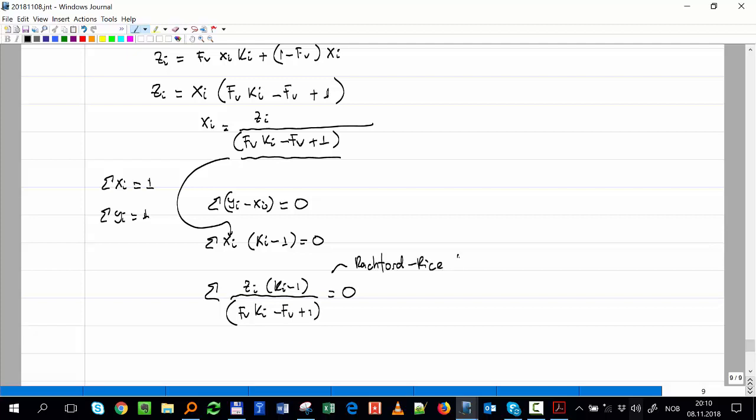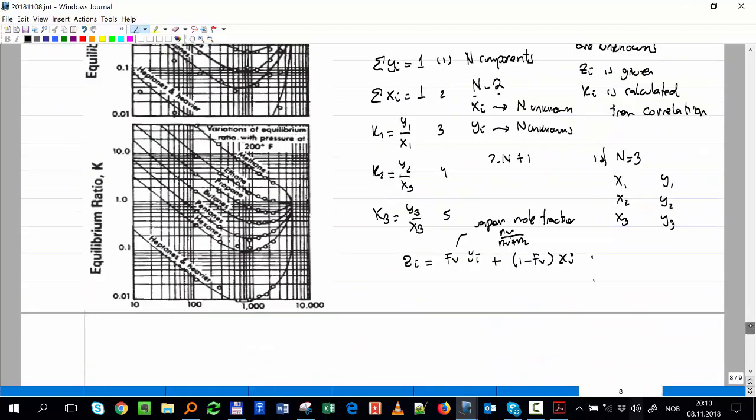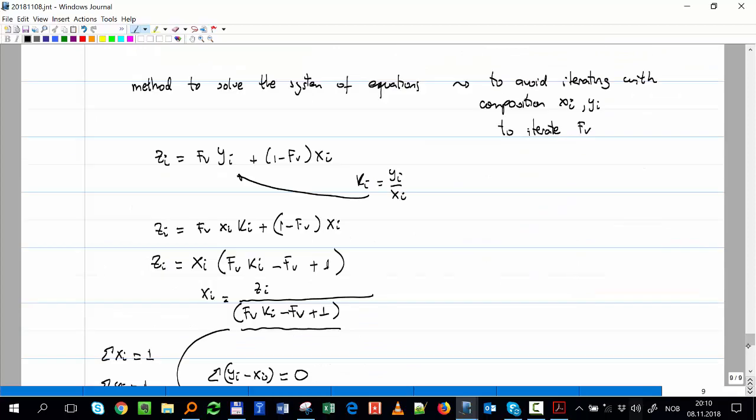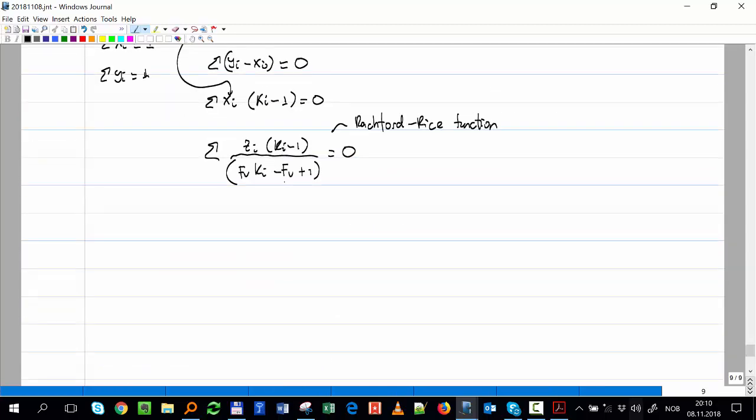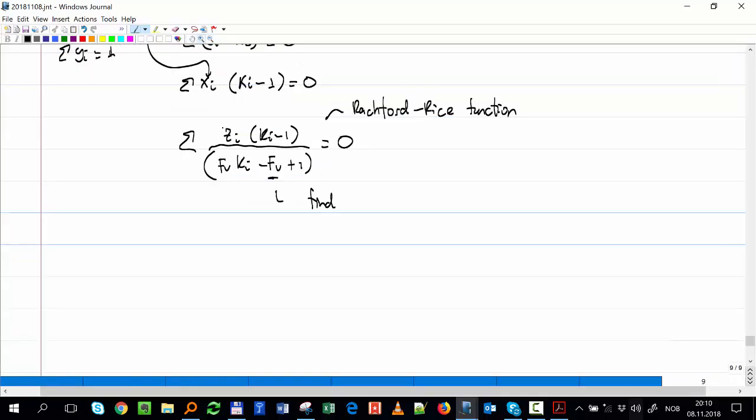And that's called the Rachford-Rice function. These two guys, in the 50s, were trying to find how to solve this complex system of equations, because if I have more components, it becomes more complex. I don't want to iterate. They tried, it's very complicated. So they tried to introduce one equation into the other, such that I end up with only one equation where I have to iterate with FV. So here, remember, zi is an input, Ki is also an input. So the only unknown in this equation is FV. That's the only thing I have to find.